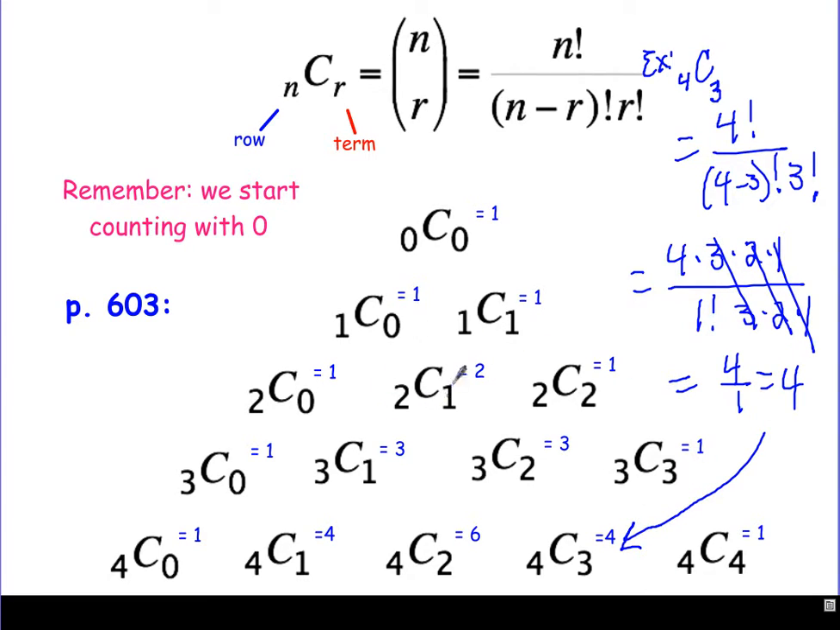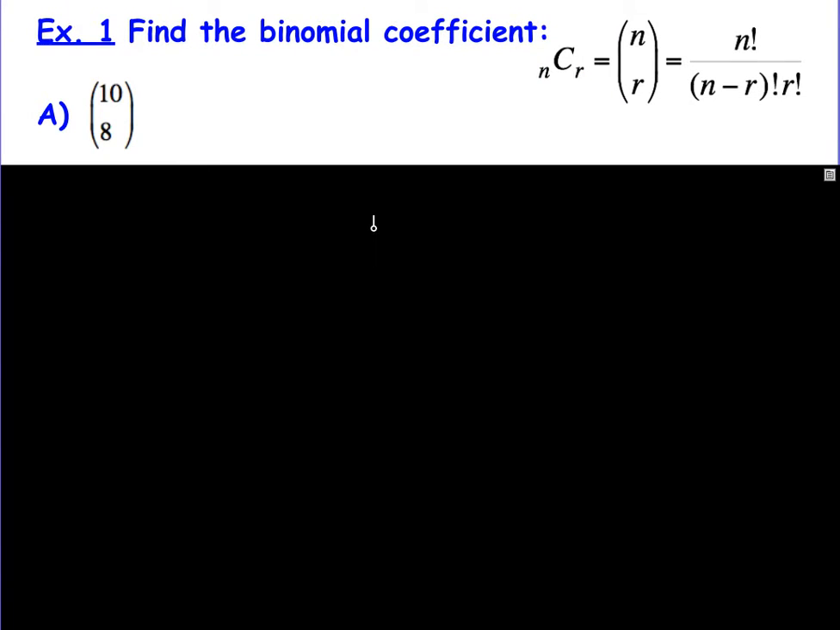So if I were to use this formula for 2 choose 1, I would end up with 2. If I would go 4 choose 1, I get a 4. 1 choose 0, I get a 1. Just to remember, another thing to remember here is that 0 factorial is equal to 1. Okay? All right.